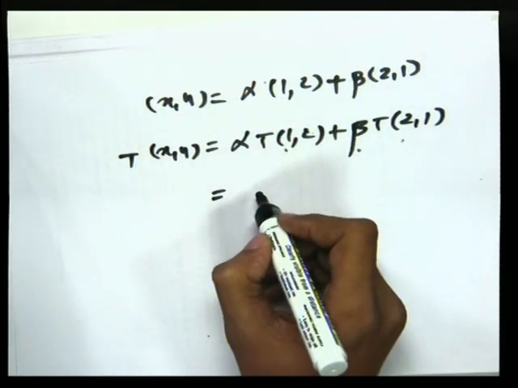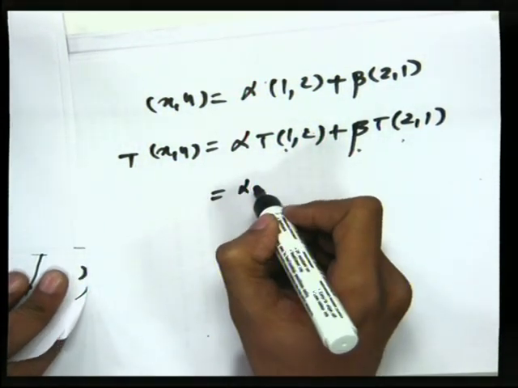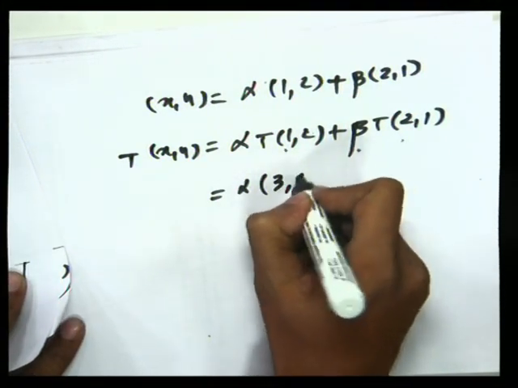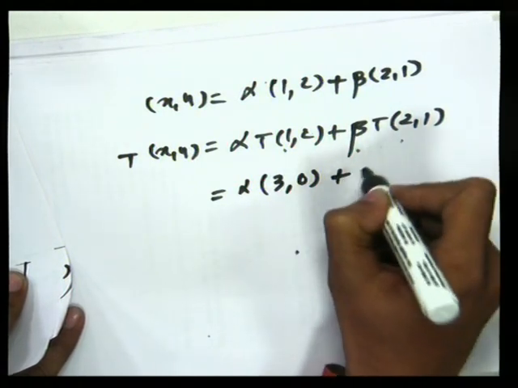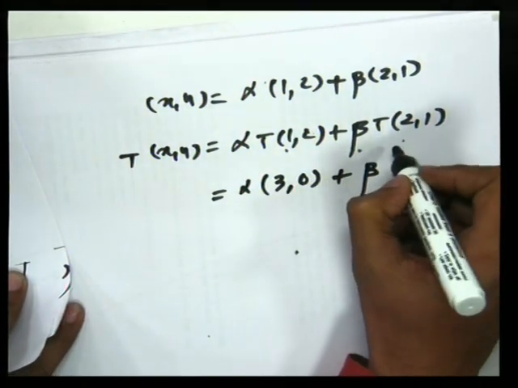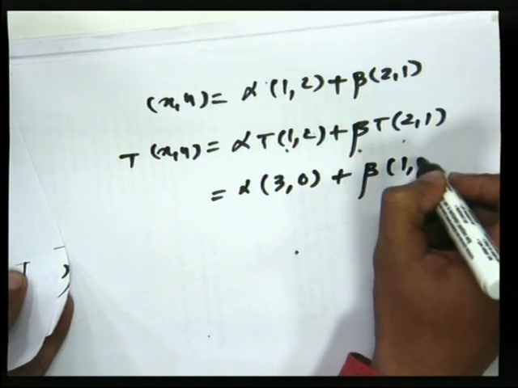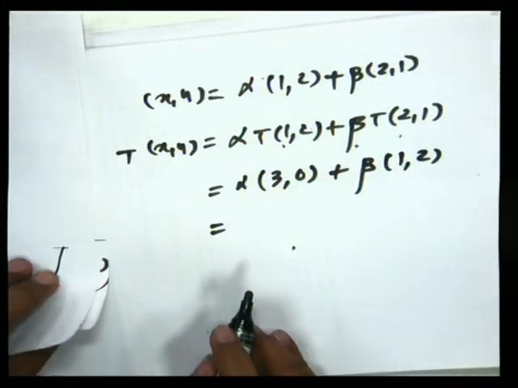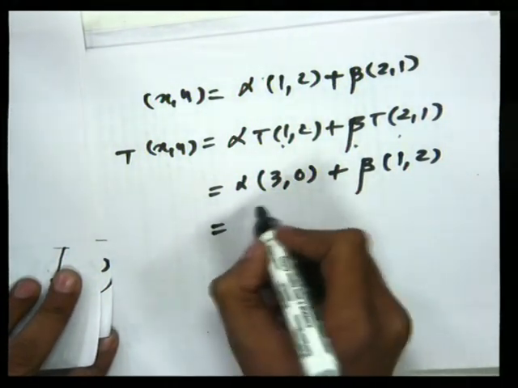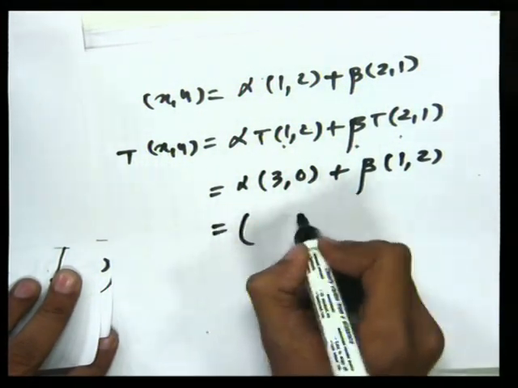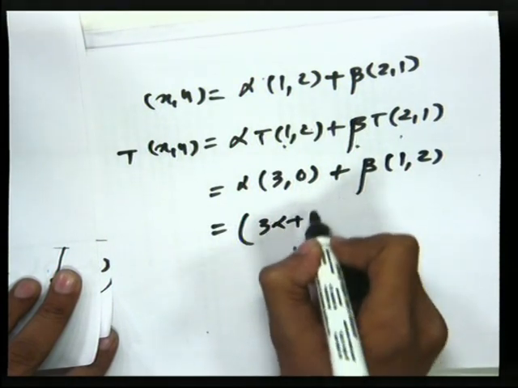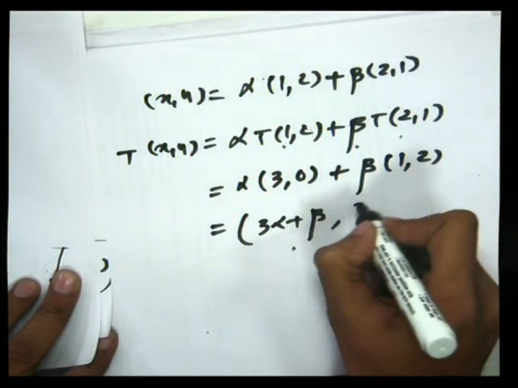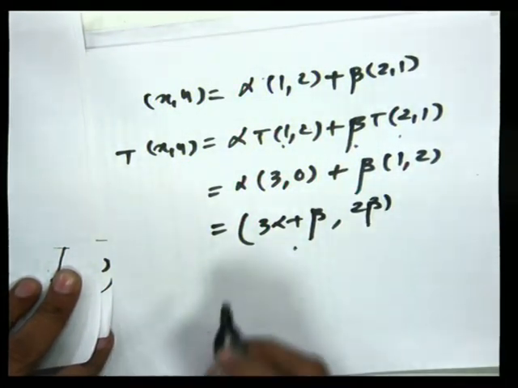Now T of (1, 2) is given as (3, 0), and plus beta times T of (2, 1) is given, we have (1, 2). So this is equal to, now put the values of alpha and beta here. So first we club this, add this: 3 alpha plus beta will be the first component, and 2 beta will be the second component.